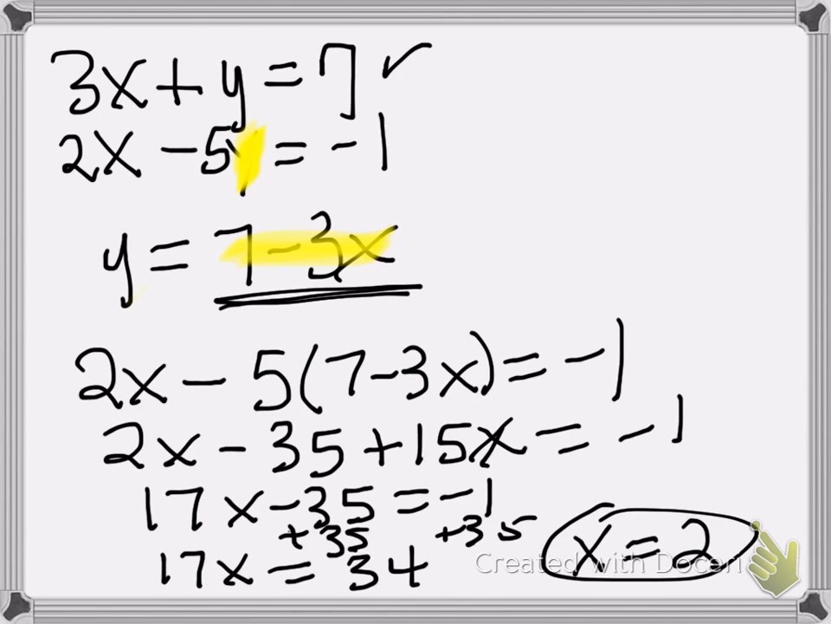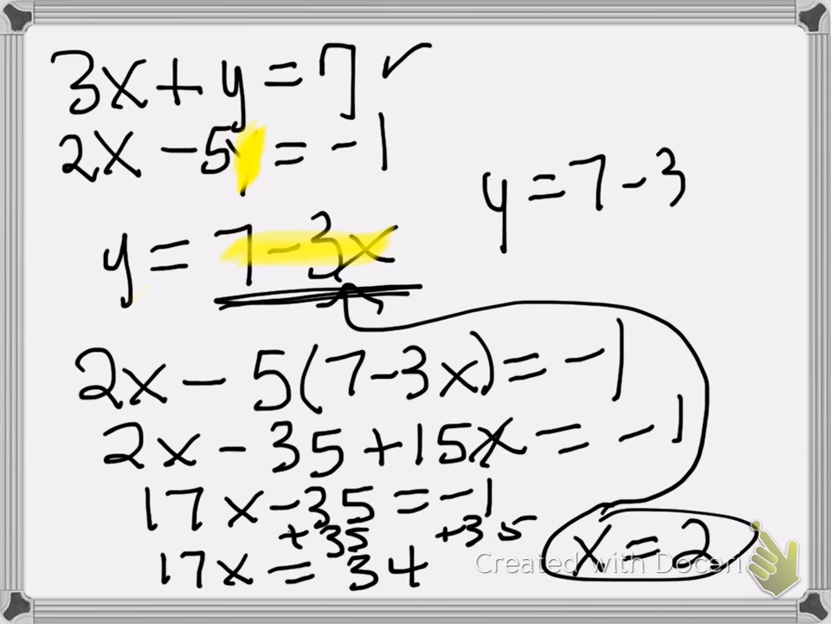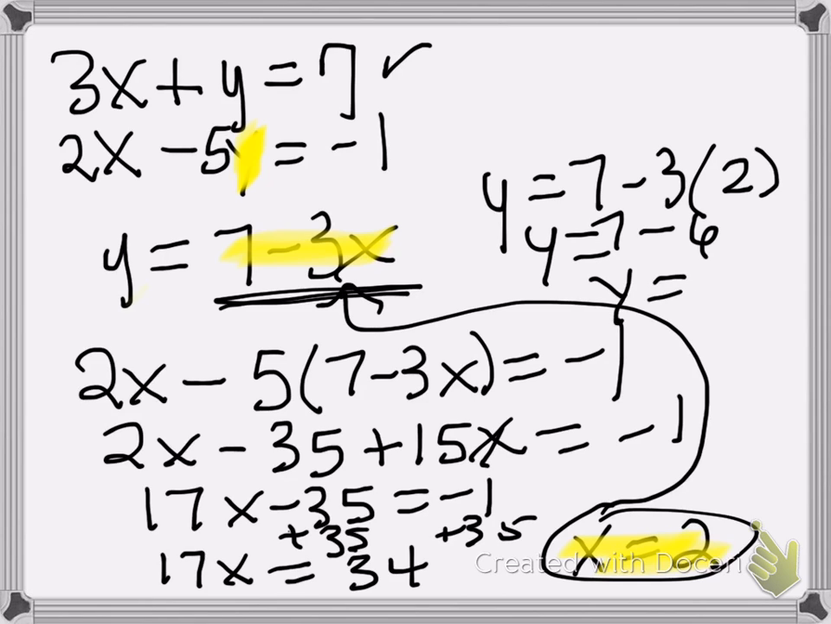Now all I have to do is take this back up here and plug it in for x. And that's going to tell me what y is. So y is equal to 7 minus 3 times, what is x? X is 2. We just found it. So we're just going to plug it back in. 7 minus 3 times 2. So that's 7 minus 6, which is 1. And there's your y value.